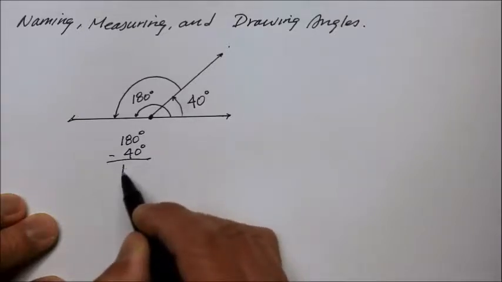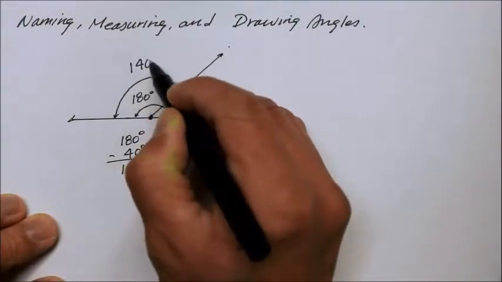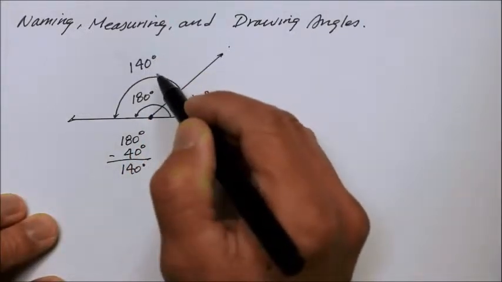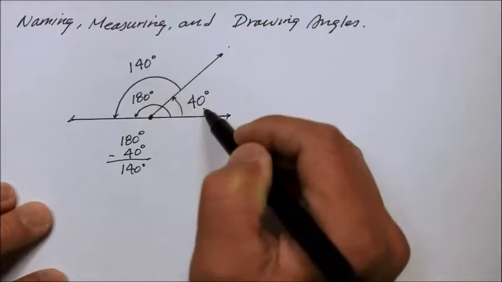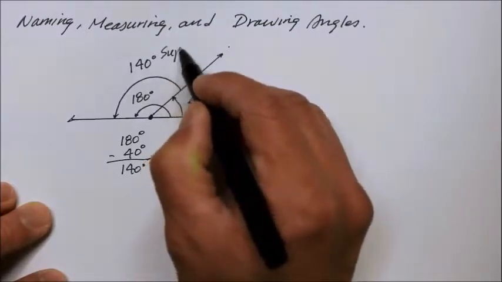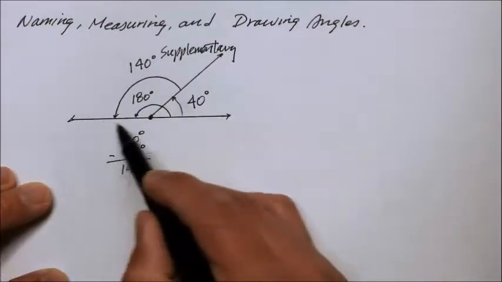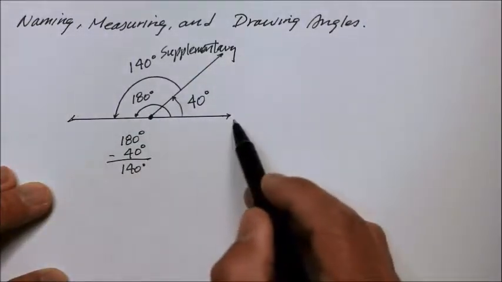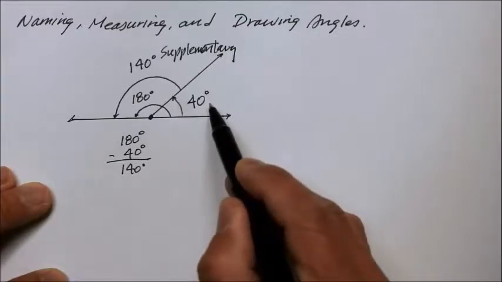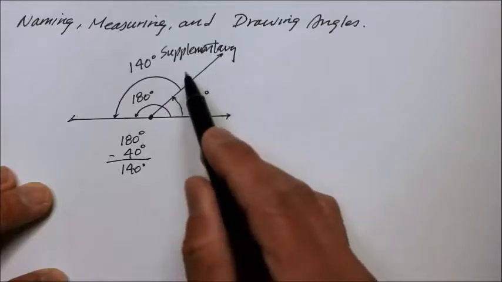What remains is 140. So this remaining angle is 140, and the relationship between 140 and this 40, they're known to be supplementary angles to each other. Supplementary. 140 degrees is supplementary to the 40 degrees that forms a 180 degree straight angle. Or 40 degrees is supplementary to 140. Either way, they're supplementary angles to each other.